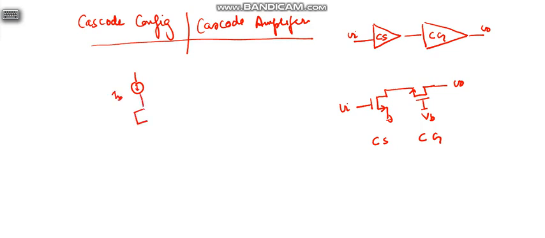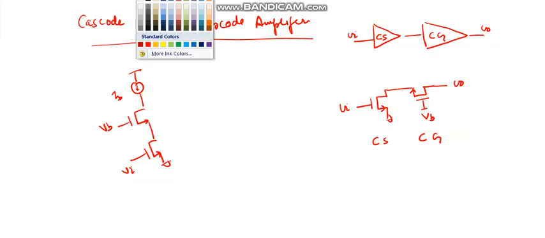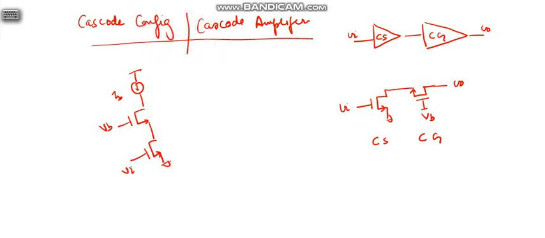This is bias current IB, this is VB, this is Vi, ground. This portion is known as common gate, and this portion is known as common source. Because one is stacked upon another, we also call it cascode.